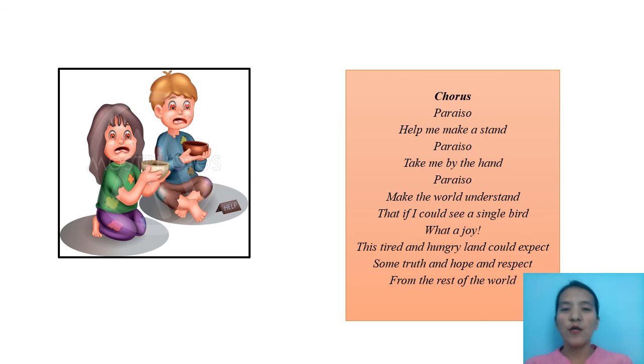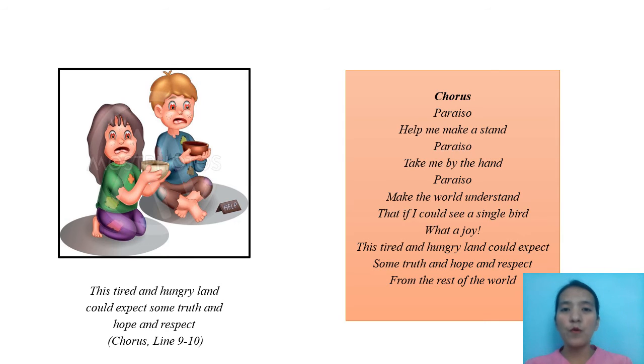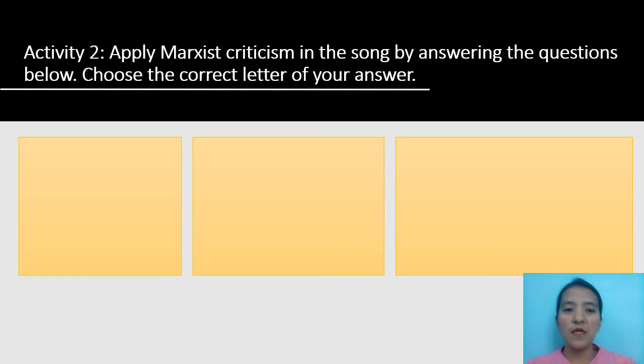Very good. You can match it to lines 9 and 10 of this chorus, which is, "This tired and hungry land could expect some truth and hope and respect." Did you understand? Very good. In this activity, we're going to apply Marxist criticism in the song by answering the questions below. Choose the correct letter of your answer.